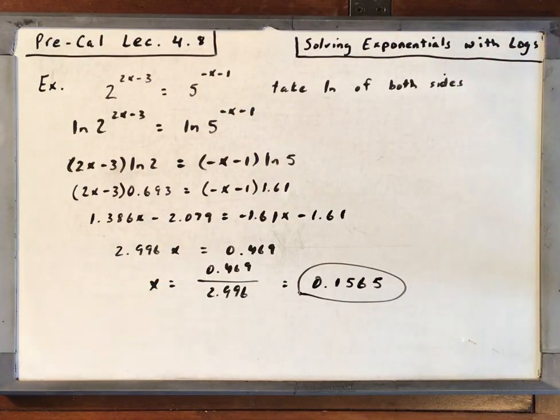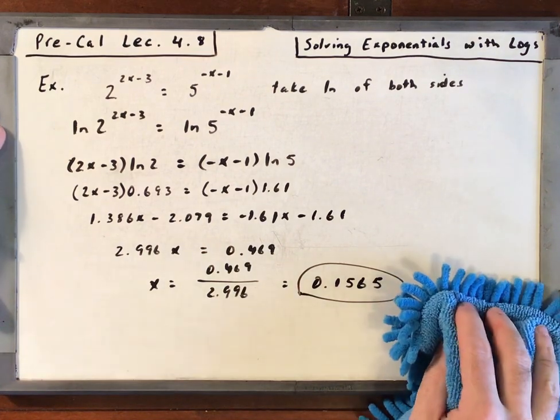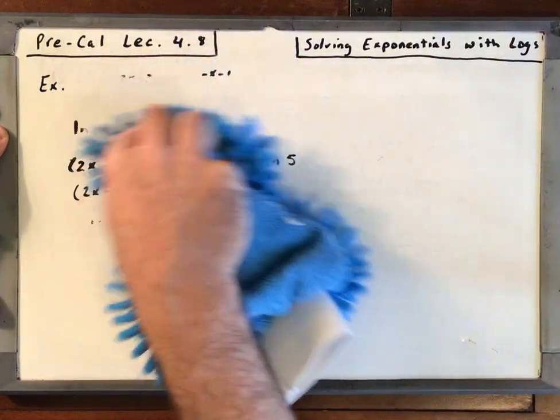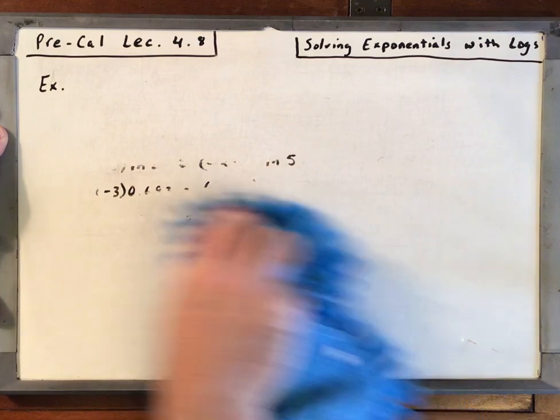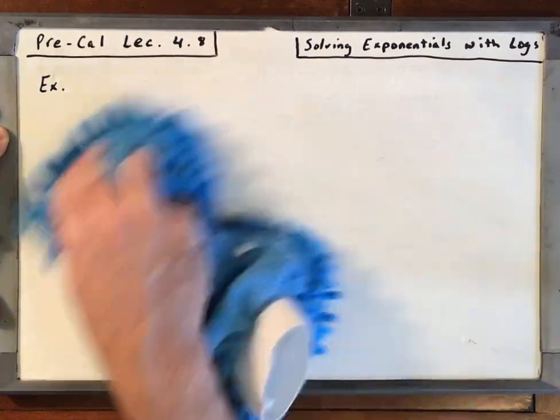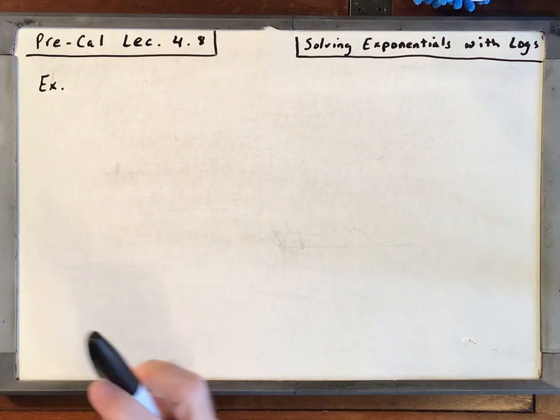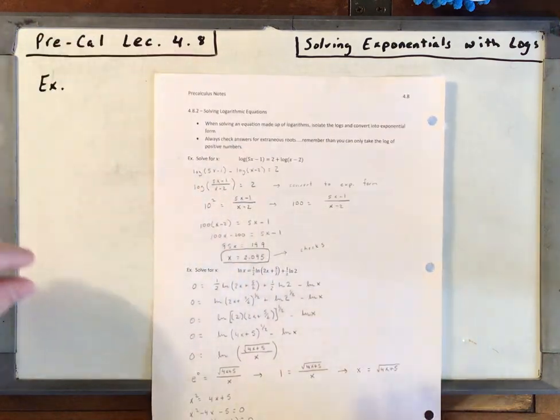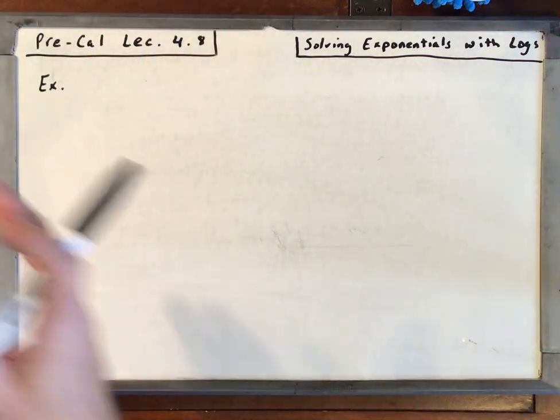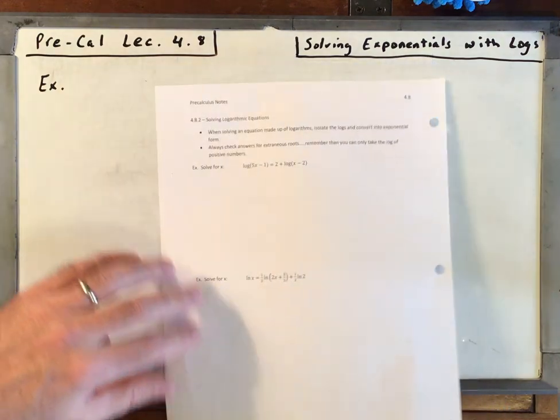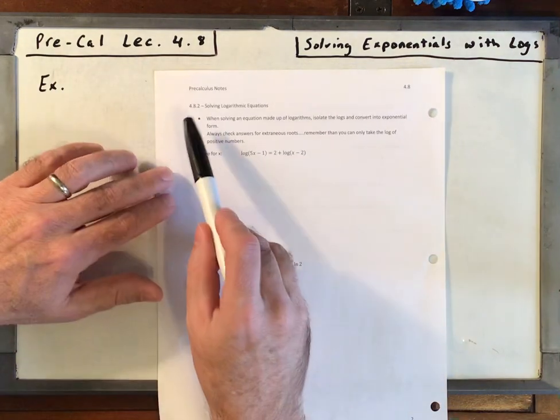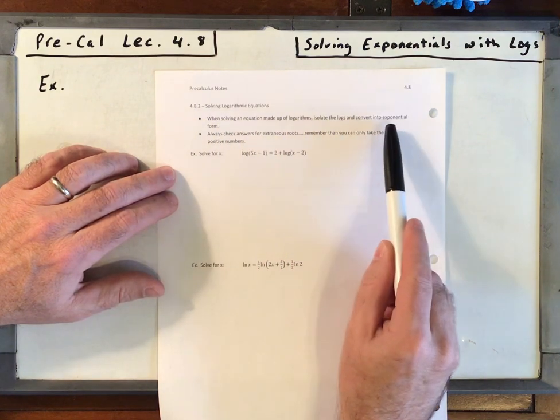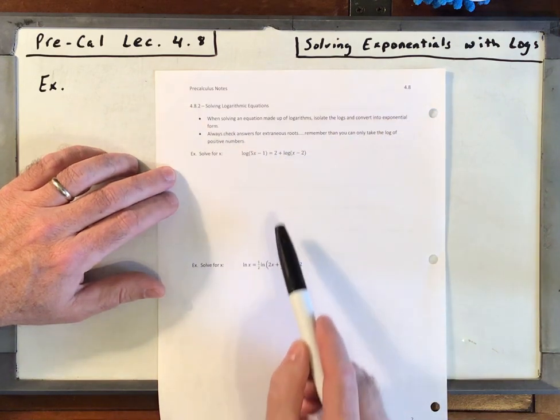All right, pause the video if you need to, and we will keep going on to the back page of our notes. So just going through, I'll use the blank one here so you can see a little better. There we go. So on the back page, 4.8.2, when solving an equation made up of logarithms, we want to isolate the logs, convert into exponential form. I'll show you how to do that. I'm going to work a couple examples.